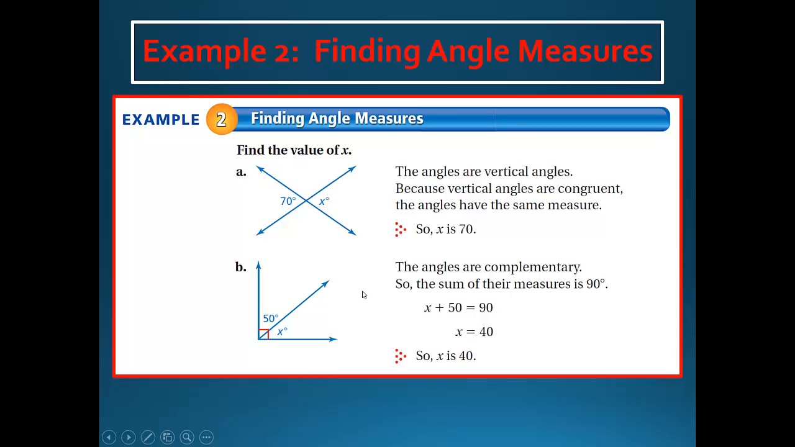For B, the angles are complementary. So we know the sum of their measures is 90 degrees. If we know that one of the angles is 50 degrees, x plus 50 equals 90. And when we solve that equation, we would get that x equals 40. So our other angle is 40 degrees.